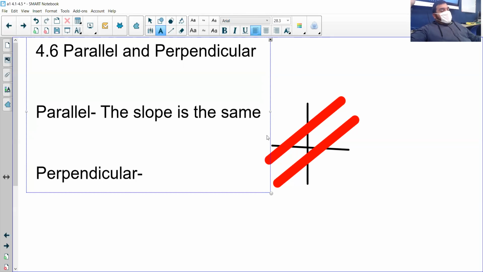I'm gonna ask you, what do perpendicular lines look like? Show with your hands. What does it look like? Go ahead. Yeah, they cross. They cross at a very specific angle. Does anyone know what that angle's called?